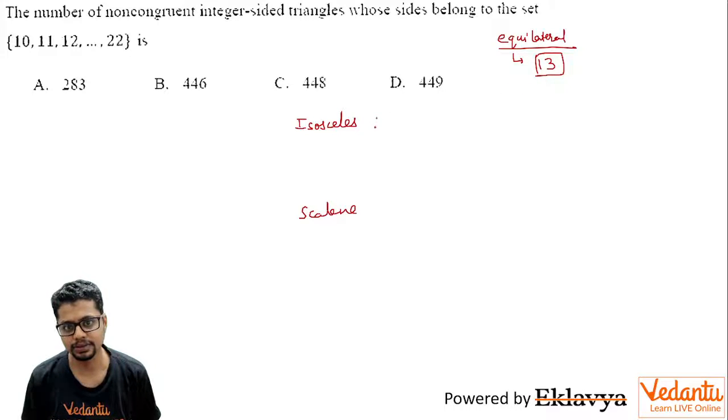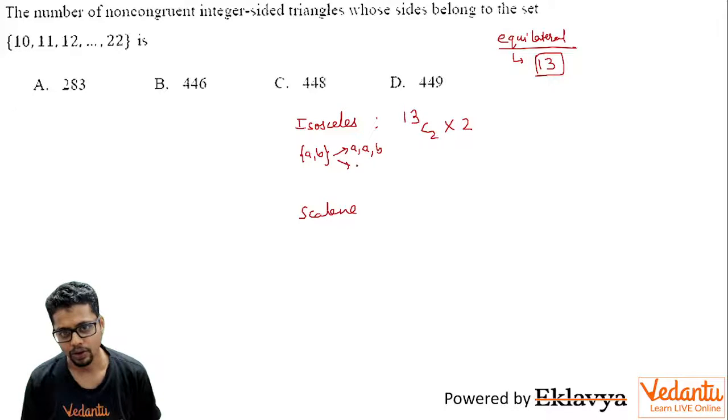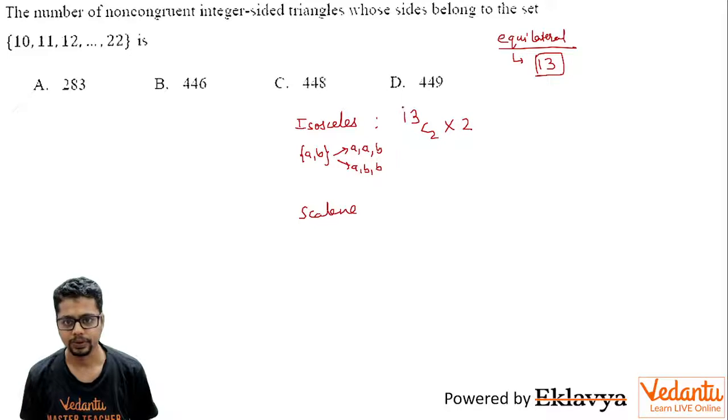What about isosceles? Here you can select any two numbers out of these 13 numbers from 10 to 22, and you can have an isosceles triangle in two ways. Suppose you select A and B values; the isosceles triangle can have A as the repeated side or B as the repeated side. So 13C2 multiplied by 2.